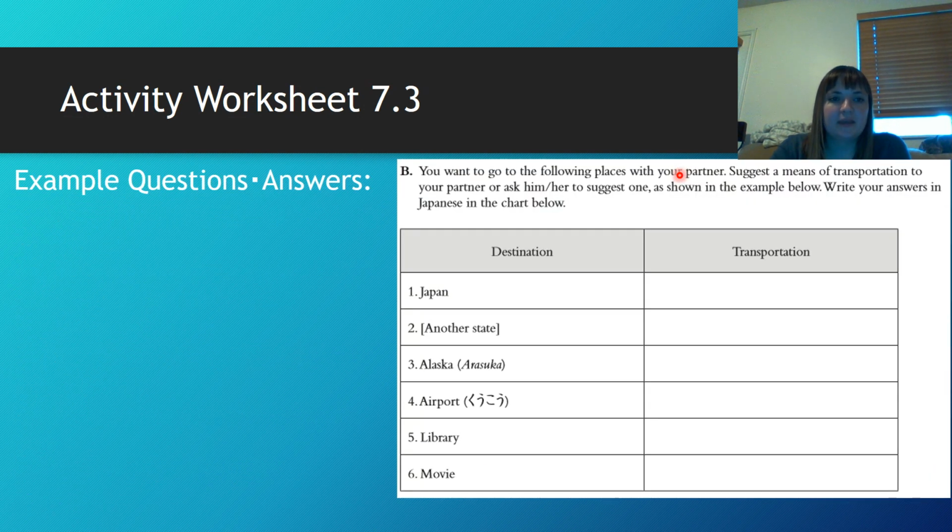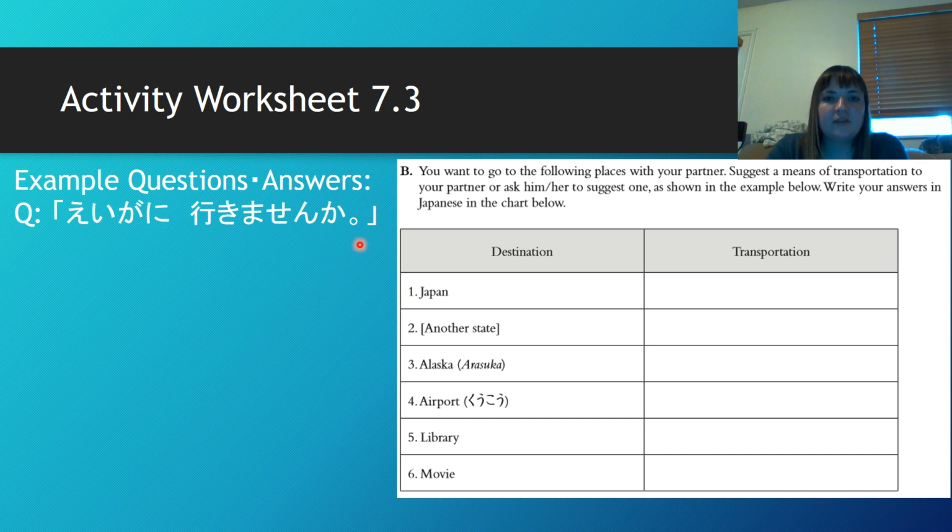Okay, part B. It says, you want to go to the following places with your partner. Suggest a means of transportation to your partner or ask him or her to suggest one as shown in the example below. Write your answers in Japanese on the chart below. Let's look at some example questions and answers to be able to suggest someone to do an activity.